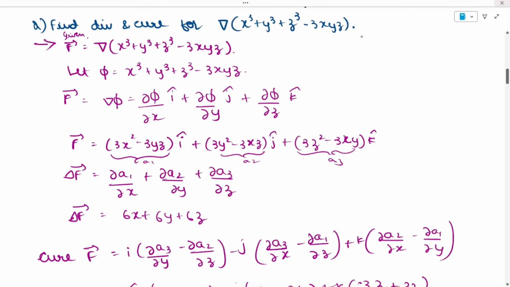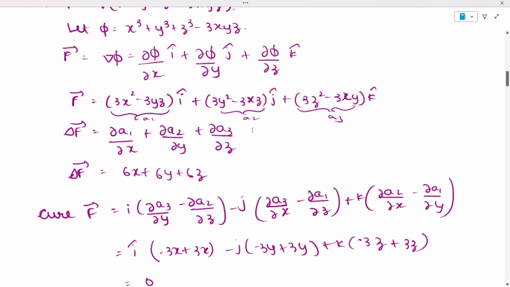Here it will be what? 3y square minus 3xz, or 3z square minus 3xy. It will be the same way you have to do for all, with respect to x, y and z. Okay, see here, observe, and next you add all that.